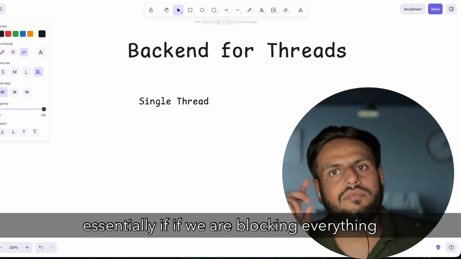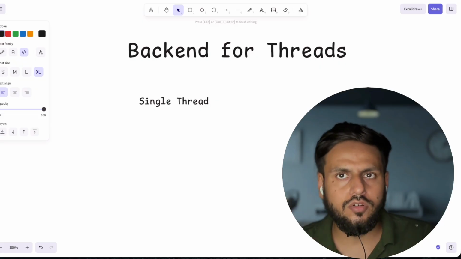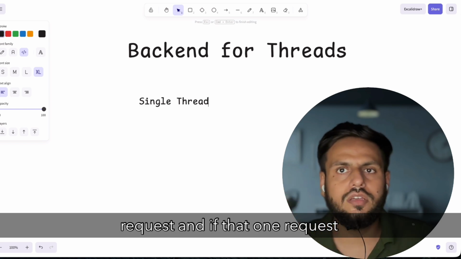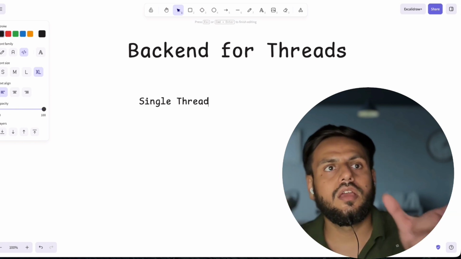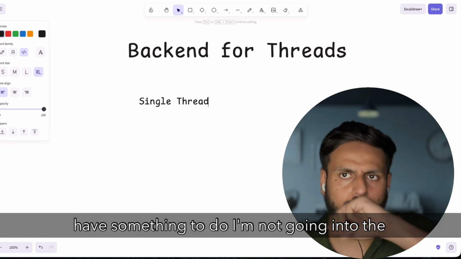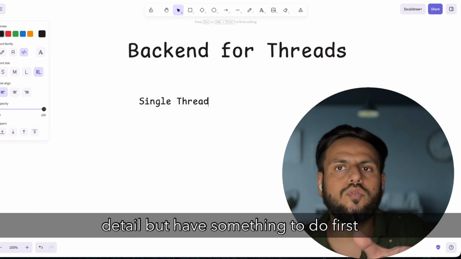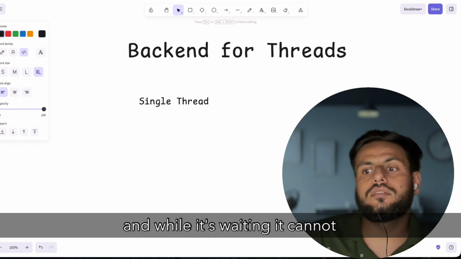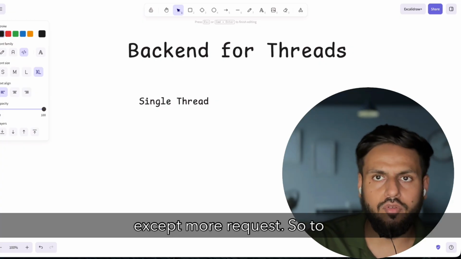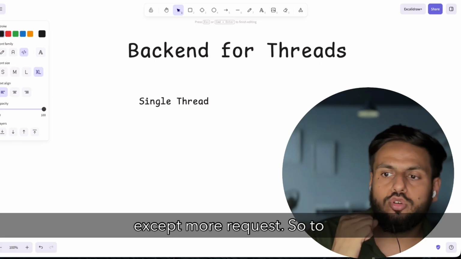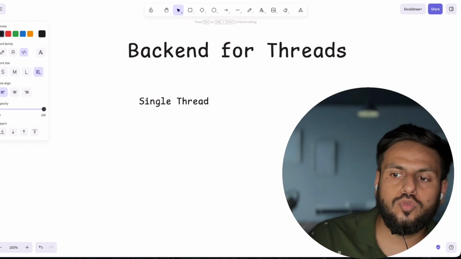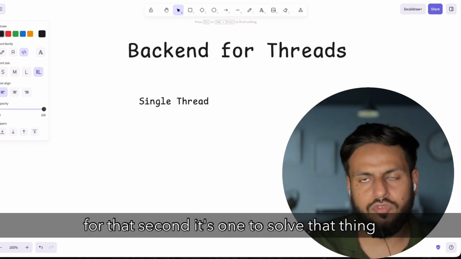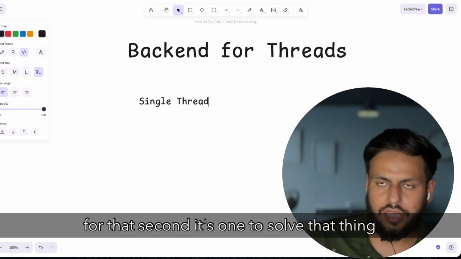If we are blocking everything for one request to be fulfilled first and then moving to the second, and that one request has something to do first, for which the thread needs to wait, then while it's waiting it cannot accept more requests. So essentially the throughput for that second is one.